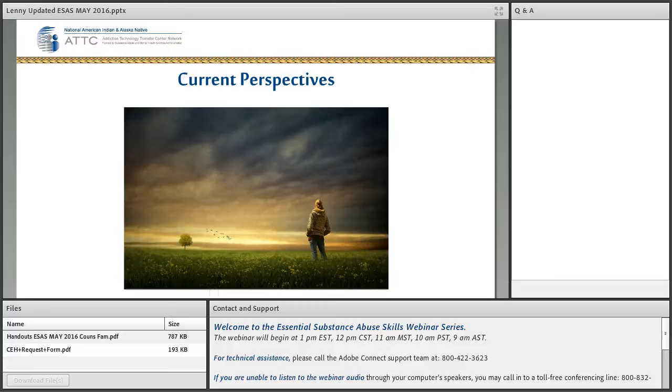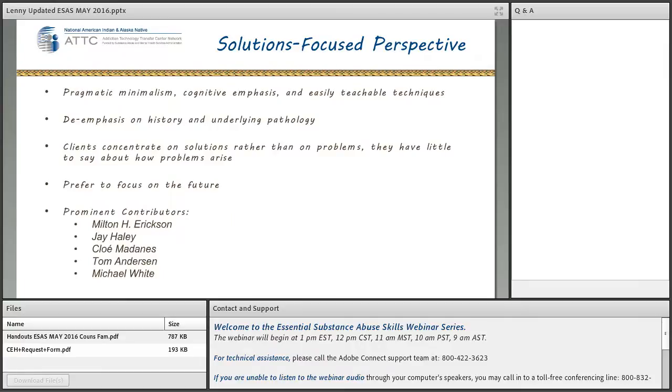So here are the current perspectives. Solution-focused perspective: pragmatic minimalism, cognitive emphasis, and easily teachable techniques. They de-emphasize history and underlying pathology. Clients concentrate on solutions rather than problems. They have little to say about how problems arise. They prefer to focus on the future.